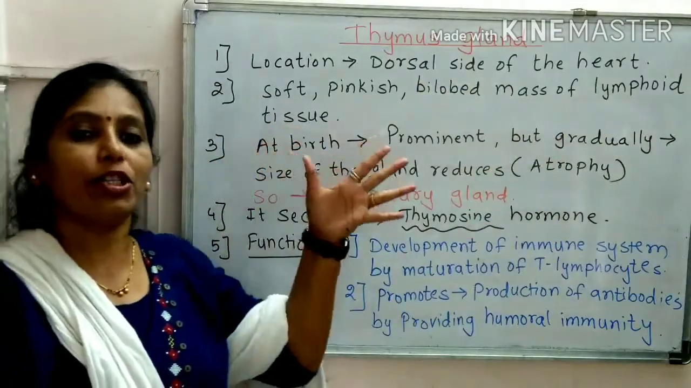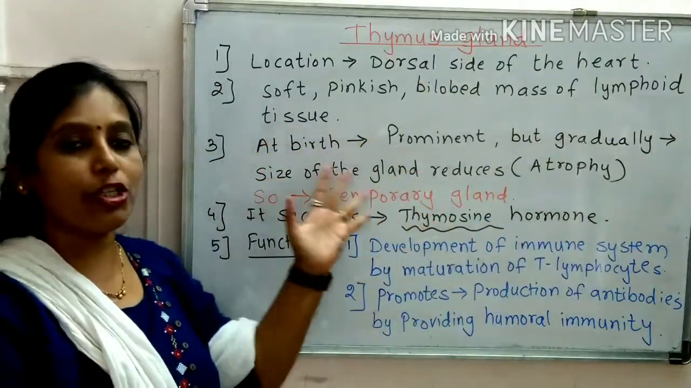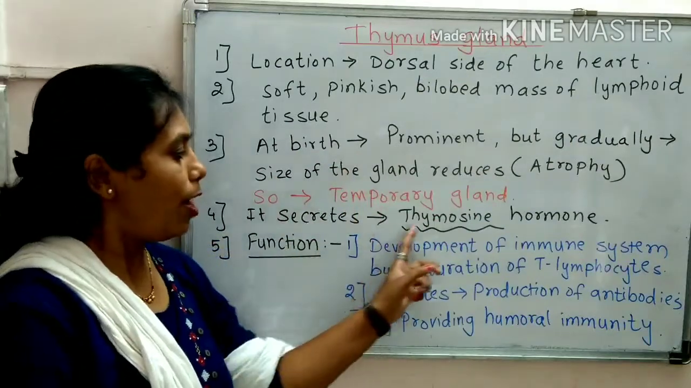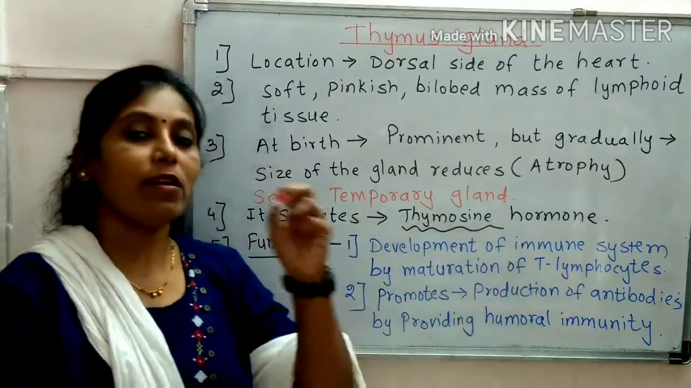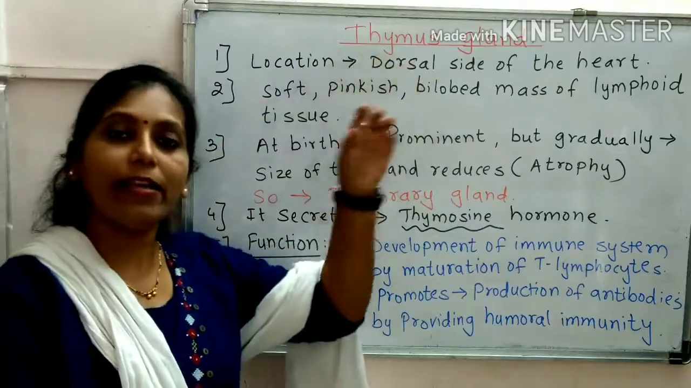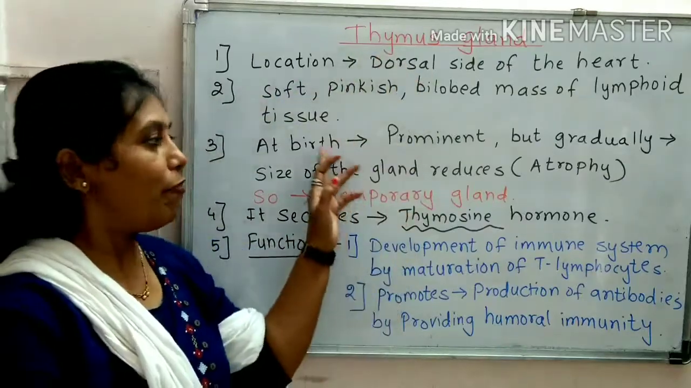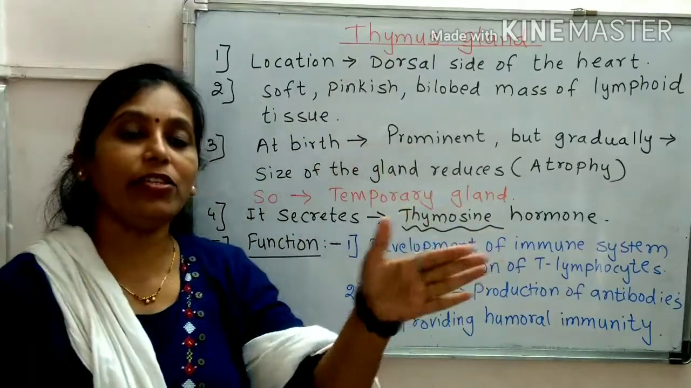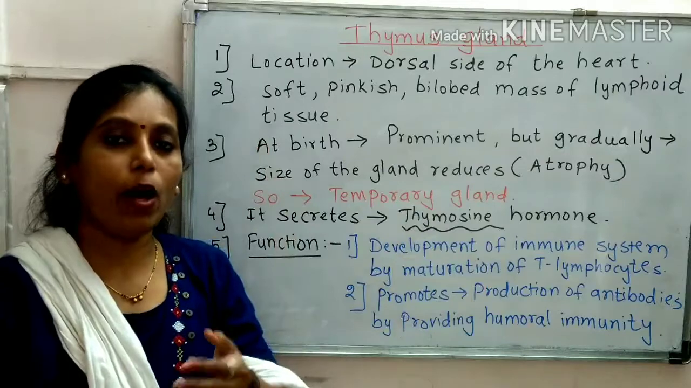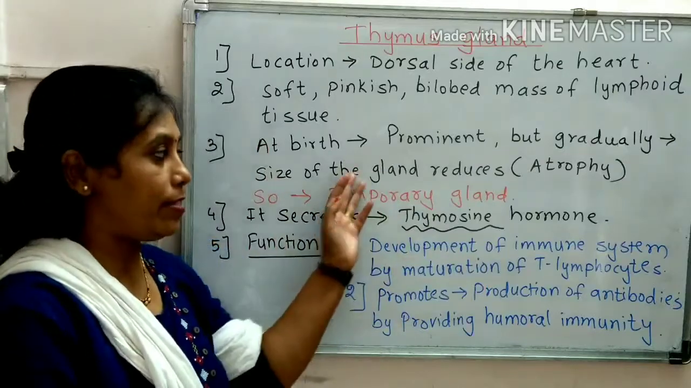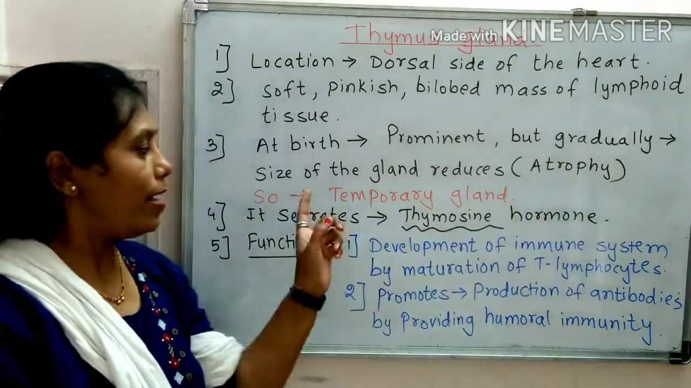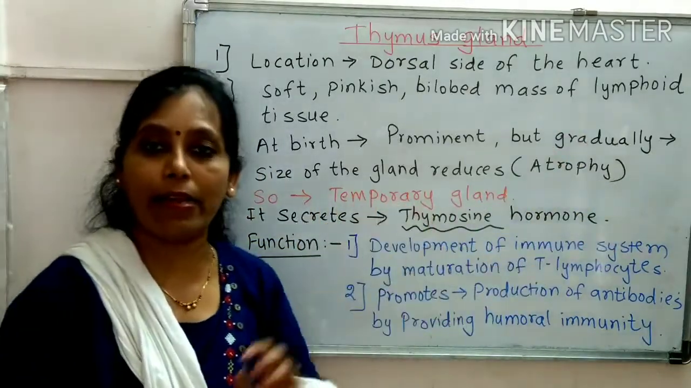What is the function of this gland? It produces one of the important hormones called thymosin. The interesting fact about this gland is that it is very prominent at the time of birth. But as the age increases, the size of this gland reduces, or shrinkage of this gland takes place. The condition is called atrophy. That's why this gland is also called a temporary gland.